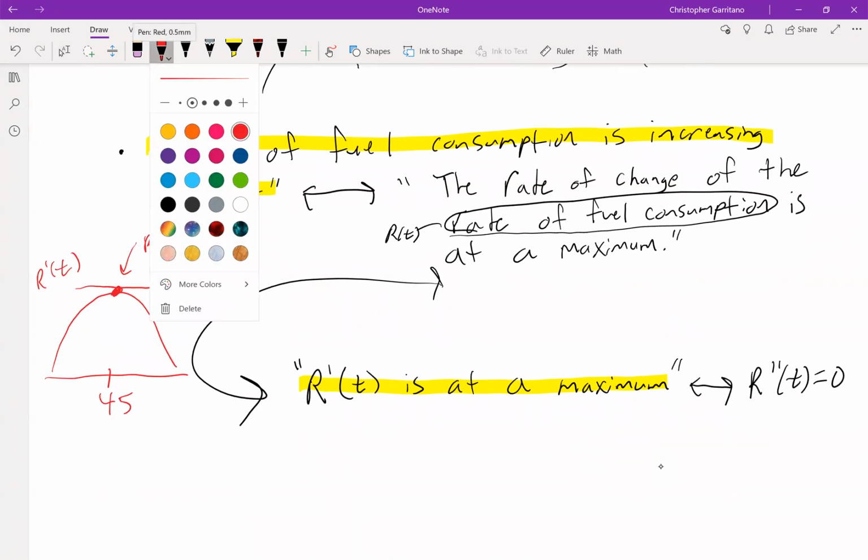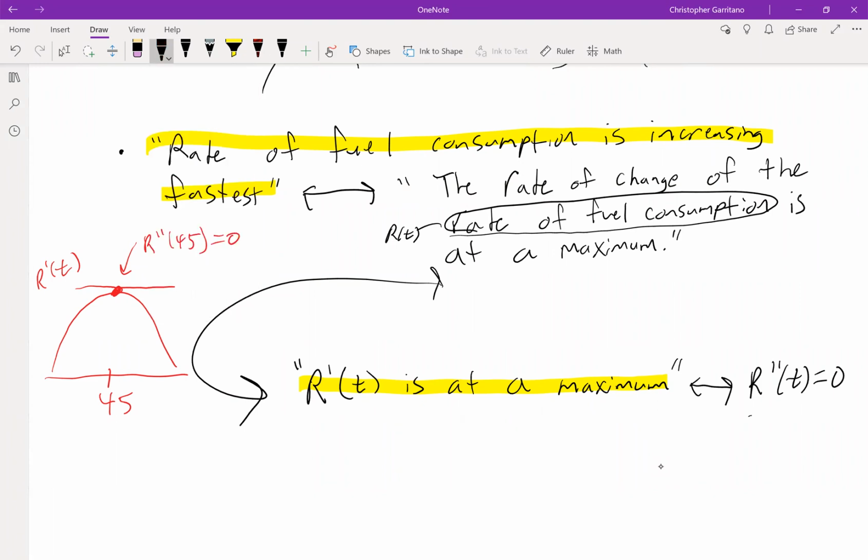All right, so I'll go ahead and complete this statement. So r double prime of t equals 0 at t equals 45. An argument would simply be that since the rate of fuel consumption is increasing fastest at t equals 45, that means r prime of t has a maximum at t equals 45, which finally implies that r double prime of t is equal to 0 at t equals 45. Okay, so there you have it.